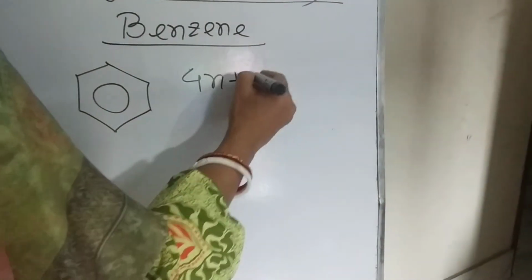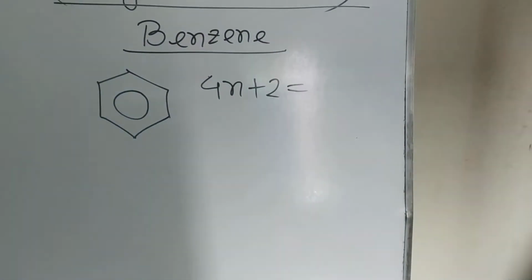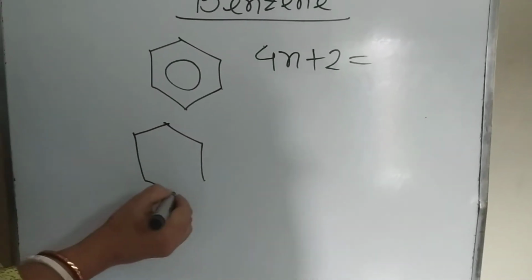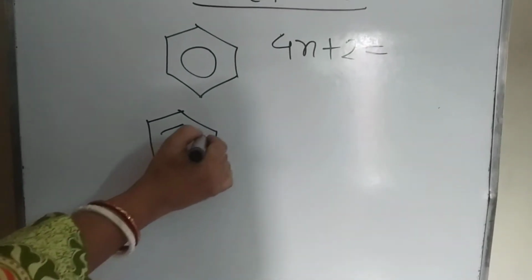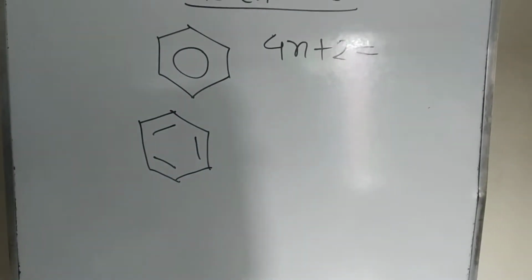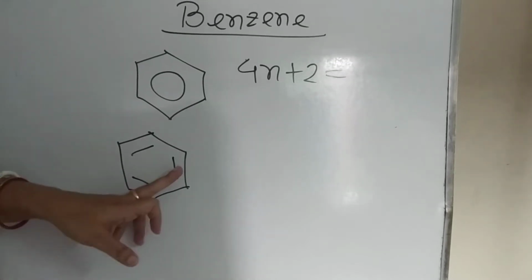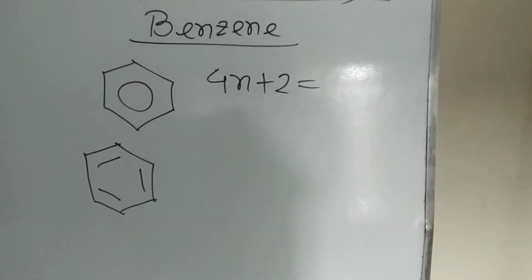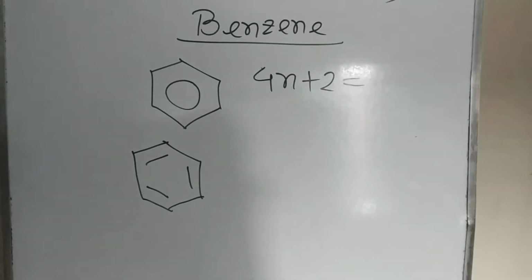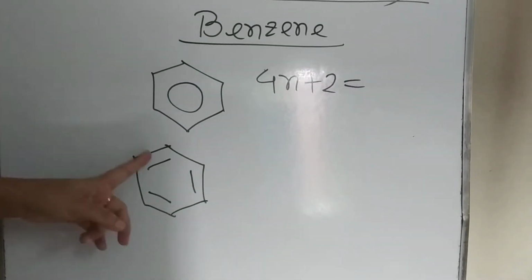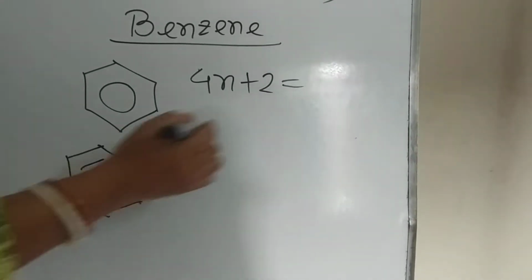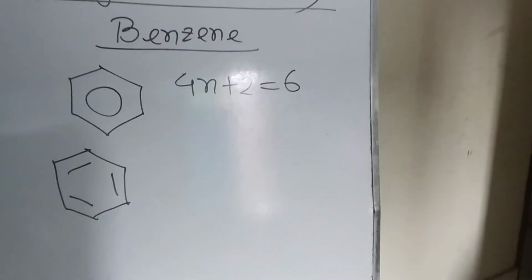What's the value of 4n plus 2? To calculate this, I show you another structural formula of benzene. This is another structural formula of benzene. You have seen here 3 double bonds are present. You know pi electrons form double bonds. As here 3 double bonds are present, the value of 4n plus 2 equals 6.